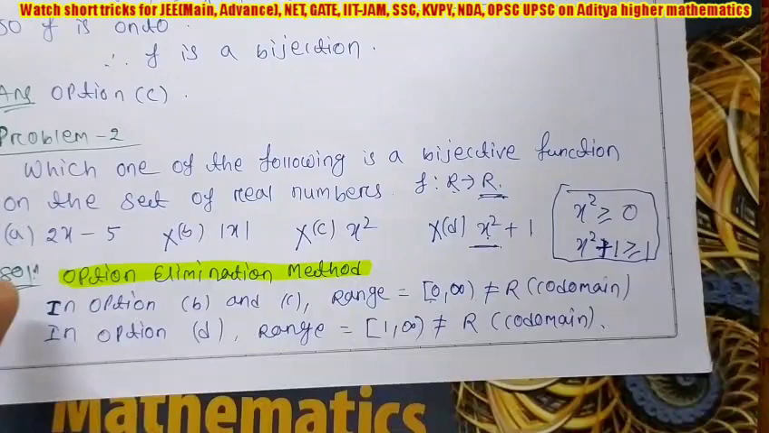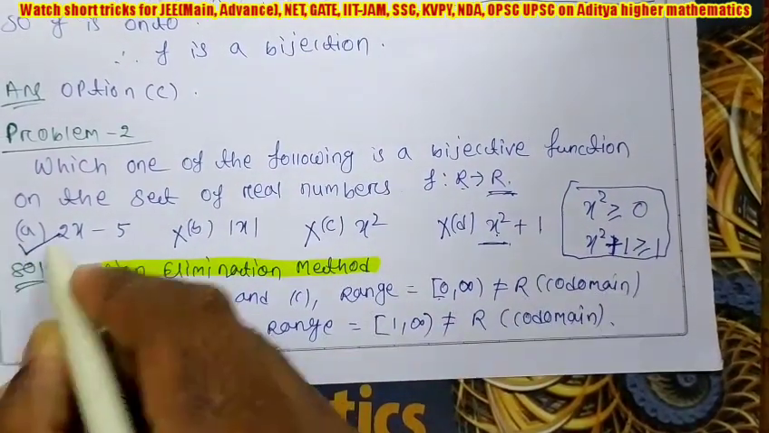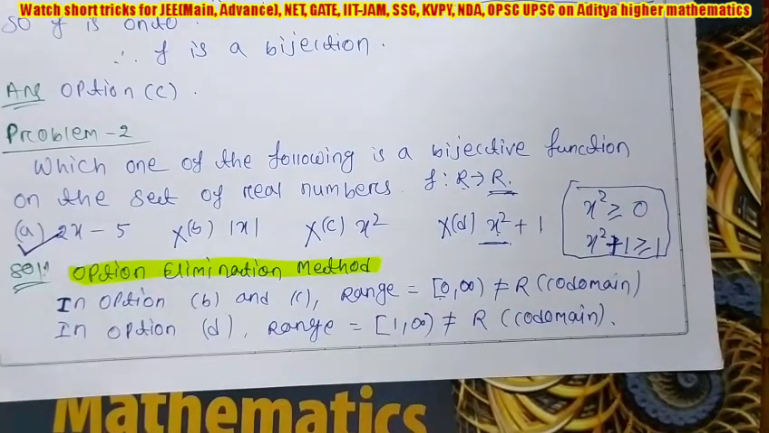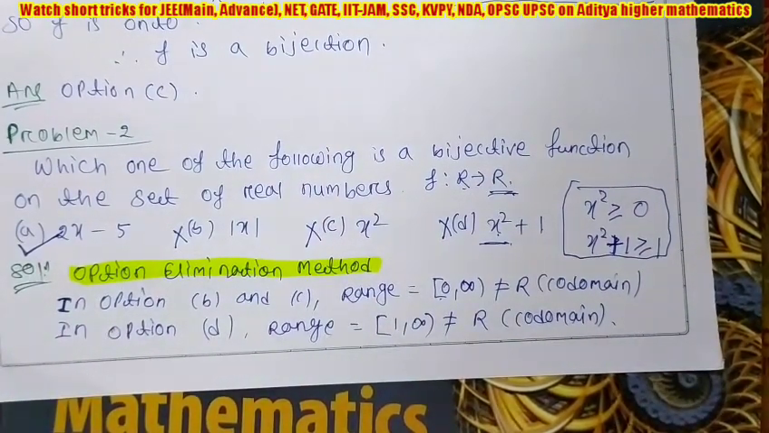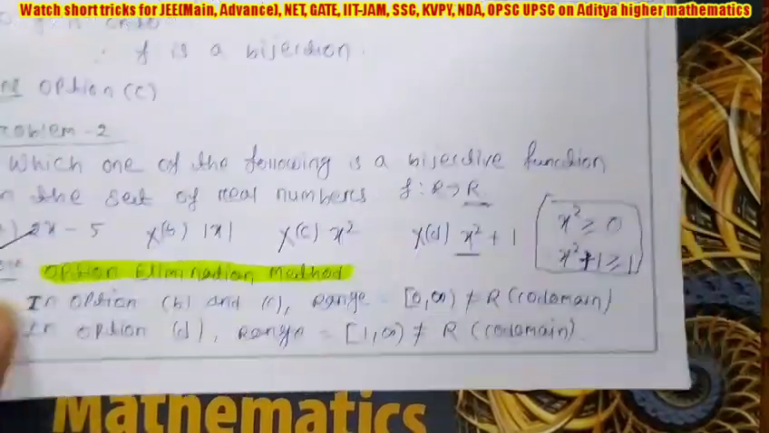Then which option do we get remaining? Option A. So this is the option elimination method to get the answer. Actually, which is the correct answer, we are not doing anything about this. Only you are finding which are the wrong options. Okay. So now I will solve using the direct method.